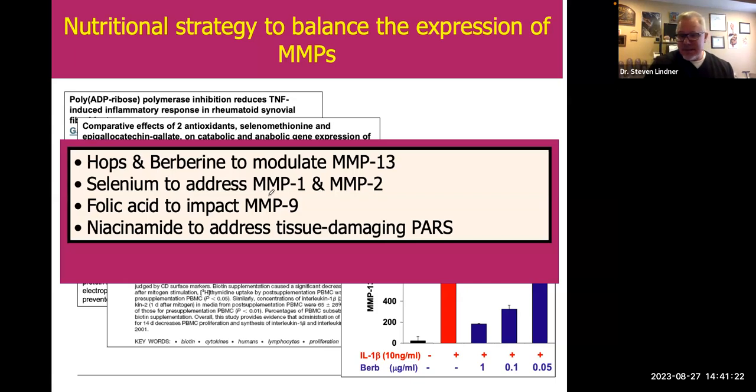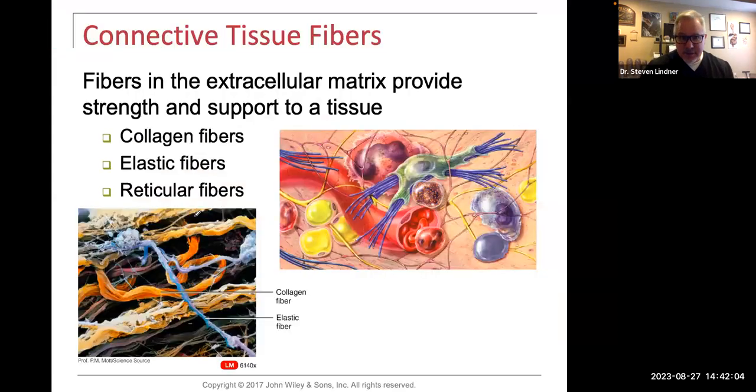Selenium, that can address MMP1 and MMP2, where hops and berberine affect MMP13. Folic acid can affect MMP9. MMP9s tend to break down blood vessels. So just kind of give you an idea of the big scope to why we're learning about connective tissue, and when it becomes damaged, and we learned about epithelial tissue when it becomes damaged, the intestinal permeability. There's always ways in healthcare to modulate things. Besides using pharmaceuticals that could be quite harmful to people, there are things found in nature that the liver and the gut and the intestines can recognize that are not destructive.